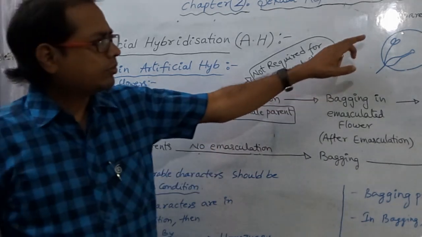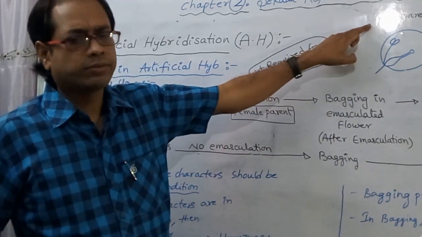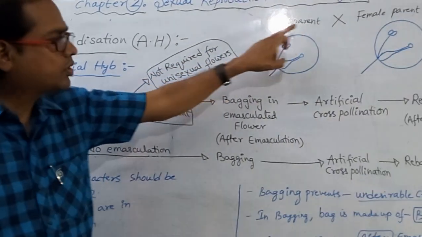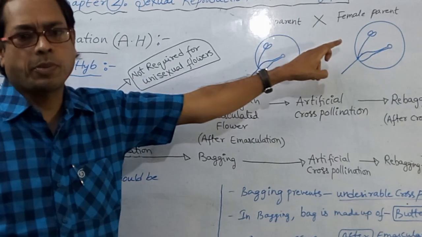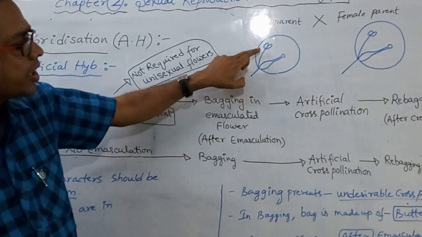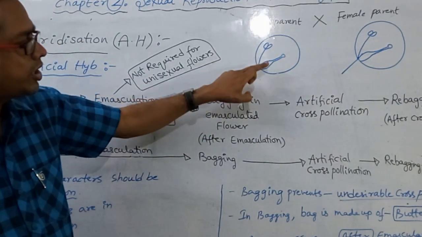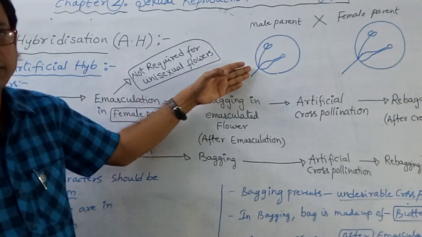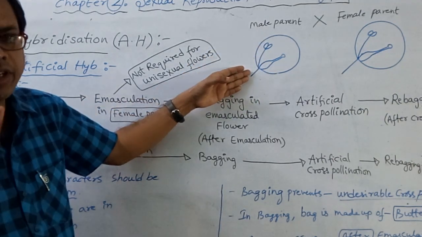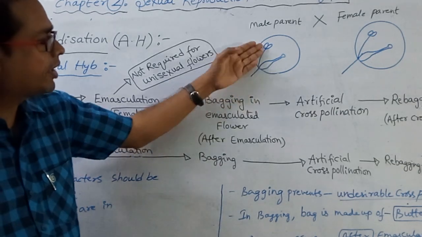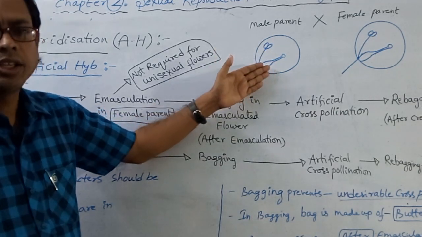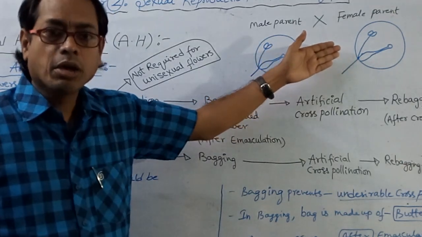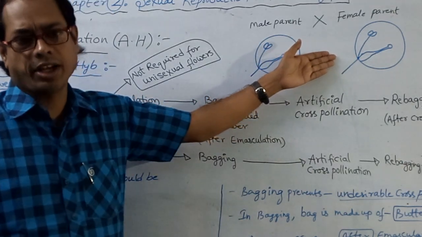See, this is the male parent and that is the female parent. This is one plant and this is another plant. This is the androecium, the stamen. This is the gynoecium. Is it a unisexual or bisexual flower? It is a bisexual flower. A flower having both sex organs is a bisexual flower. Here also it is a bisexual flower.